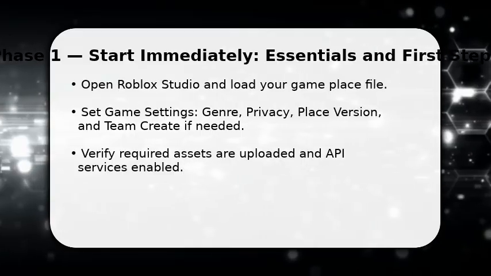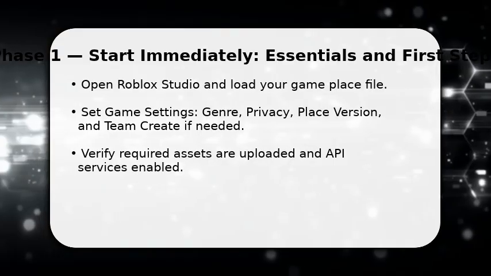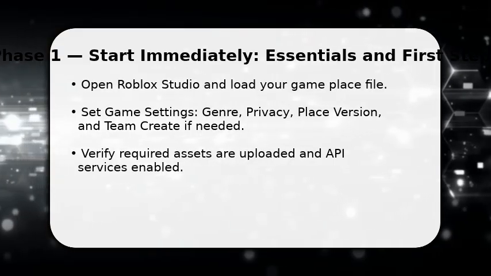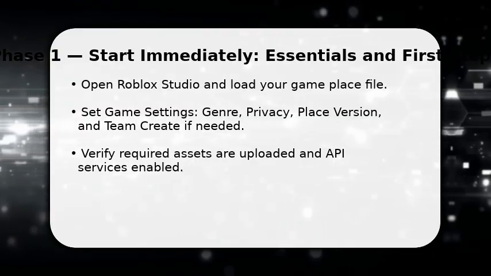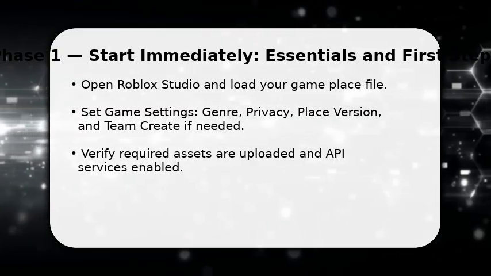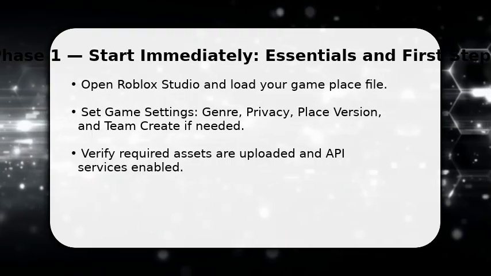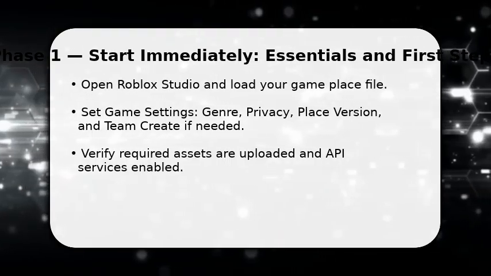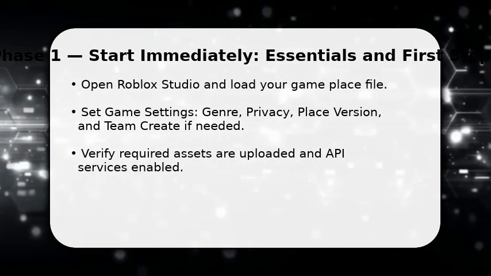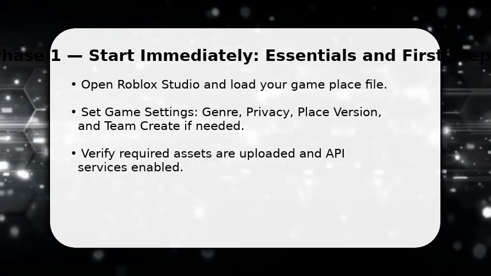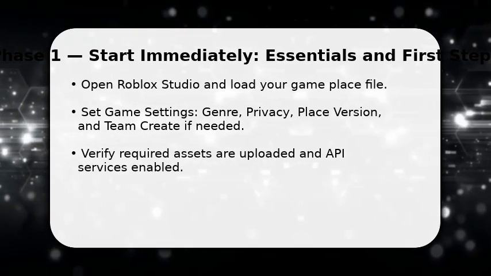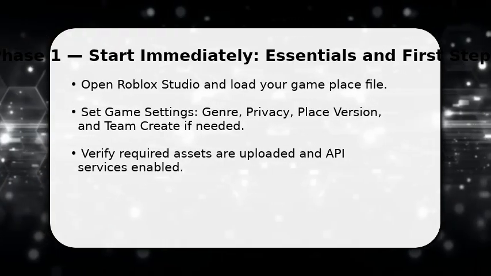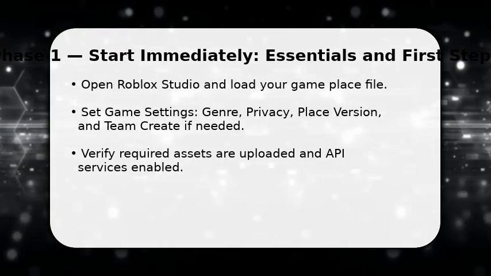You begin by opening Roblox Studio and loading the exact place you plan to deploy. Make sure Team Create is enabled if collaborators will edit concurrently. This prevents overwrite conflicts. Check game settings, permissions, monetization, and versioning so you don't publish the wrong build. Once done, confirm all custom assets are uploaded to the cloud and not referenced locally. Otherwise, players will see missing textures or models when you publish.